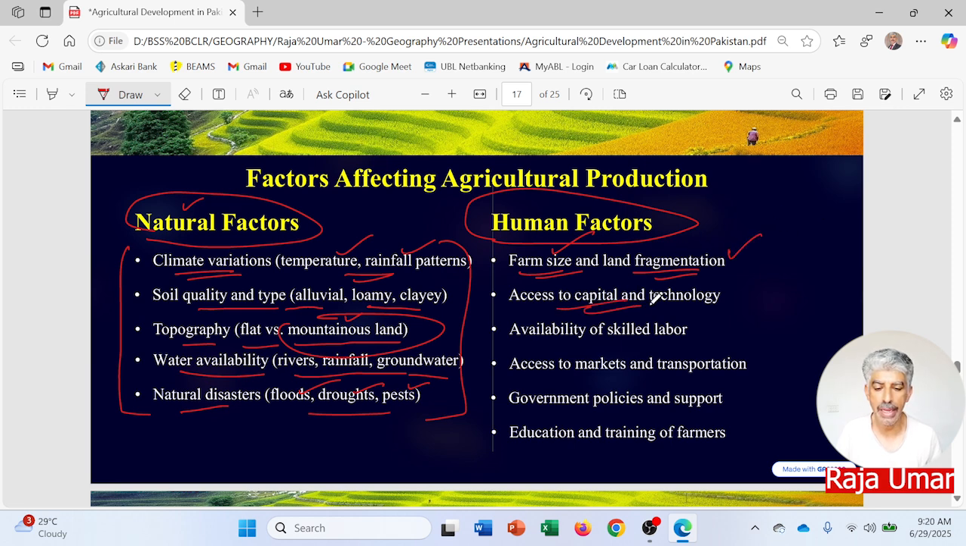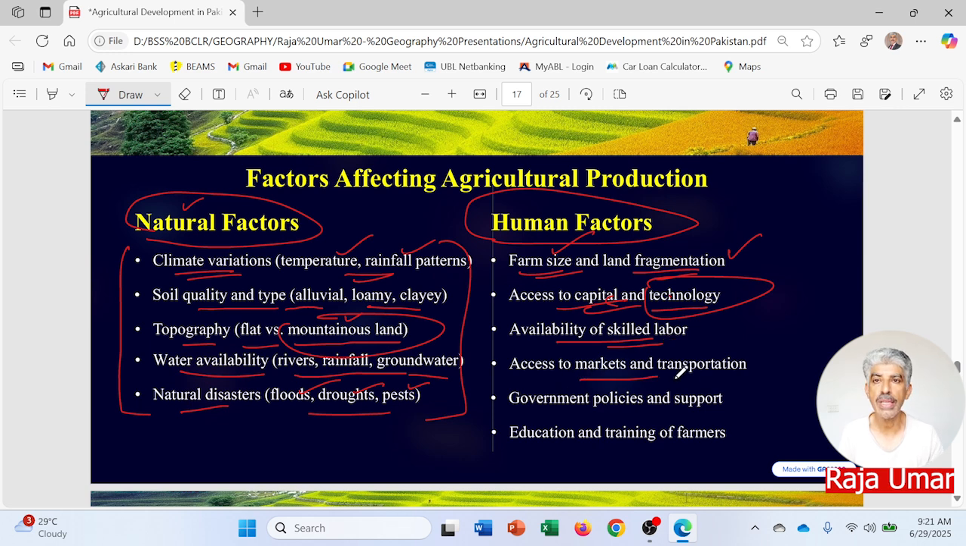And then access to capital and technology. If people have enough money available with them to invest in agriculture, and because of that money they are able to buy technology, I mean tractors, threshers, harvesters, and they can install solar panels on the tube wells, and install tube wells for the sake of irrigating crops well. So again, that is the human factor. It depends on how much money they are going to invest in that business. Availability of skilled labor: they must know which crop should be grown in which season and area, and in the same way they should be very skilled in operating machinery like tractors, threshers, and harvesters, so that they can have the maximum output from those lands.